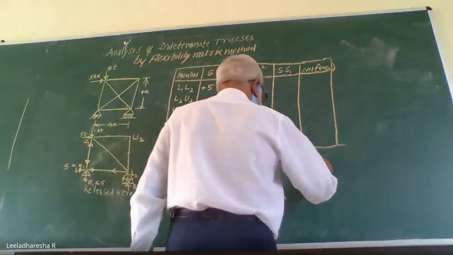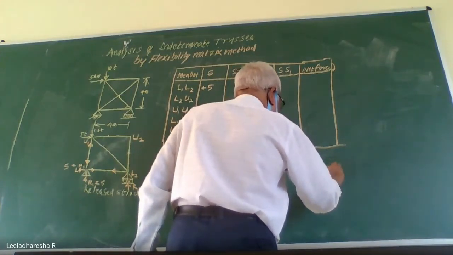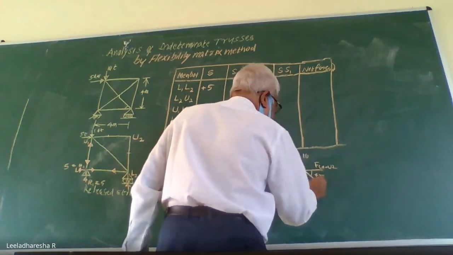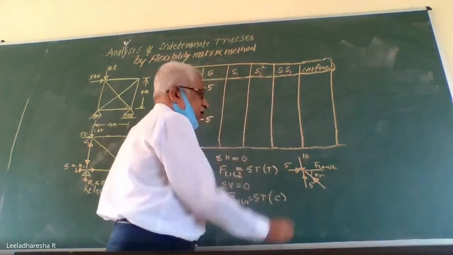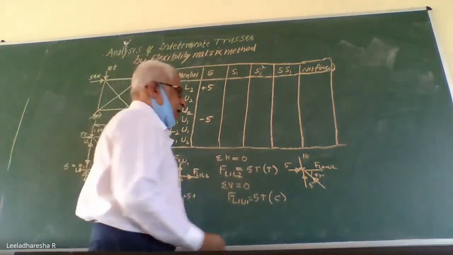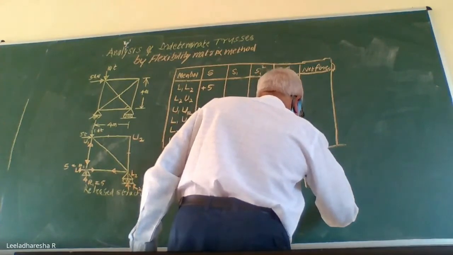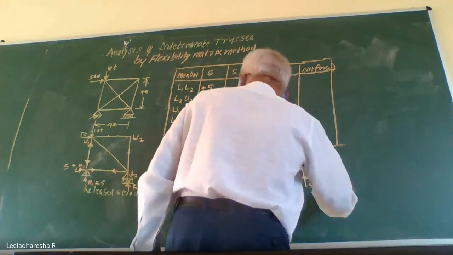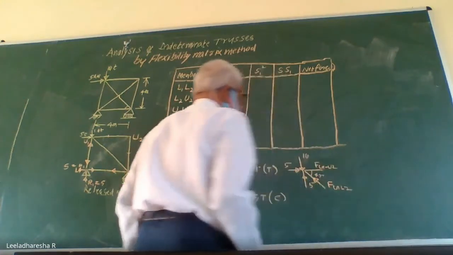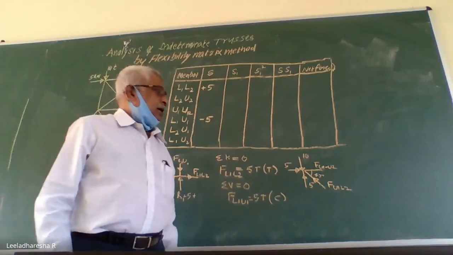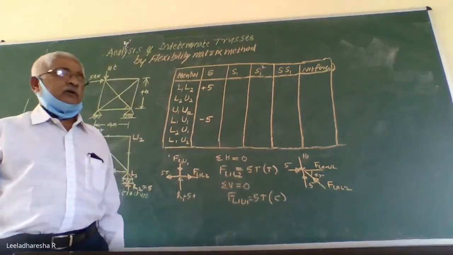Right. So force in this member, I call it as F U1 U2. And force in this member, I will take it as once again compression, that is into the joint. This I can name it as F U1 L2. Okay. Now apply conditions of equilibrium for this particular joint.